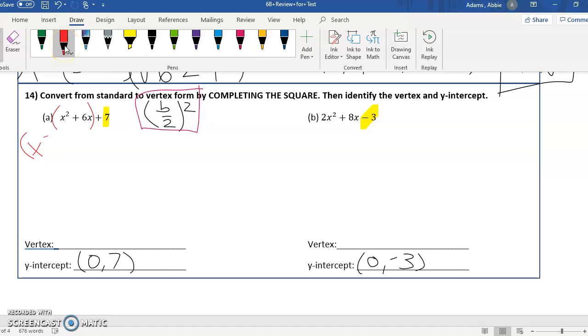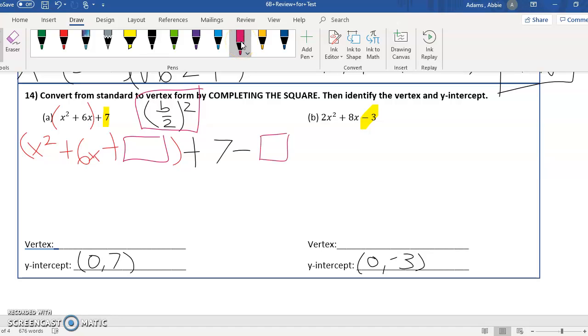Okay, so we have x squared plus 6x plus our unknown here. And on the outside, we still have plus 7. And if I add something on the inside, I'm going to have to subtract it on the outside. So we're also going to subtract our unknown from the outside of this function. Because remember, we're trying to get to vertex form, where y equals (x plus h) squared plus k.